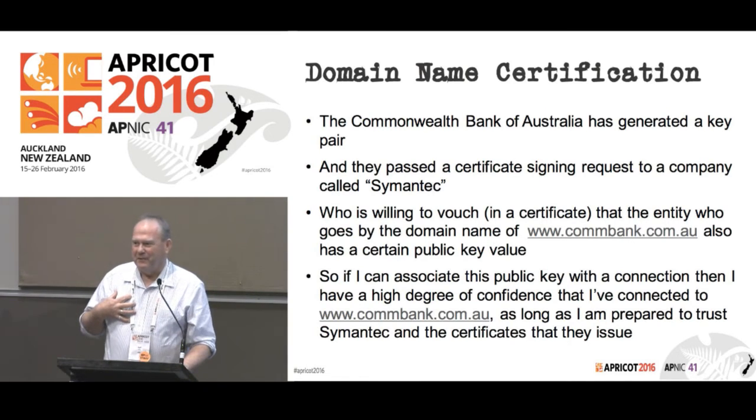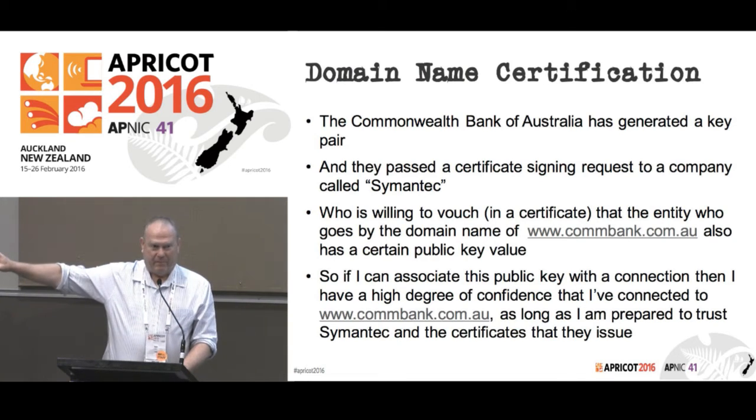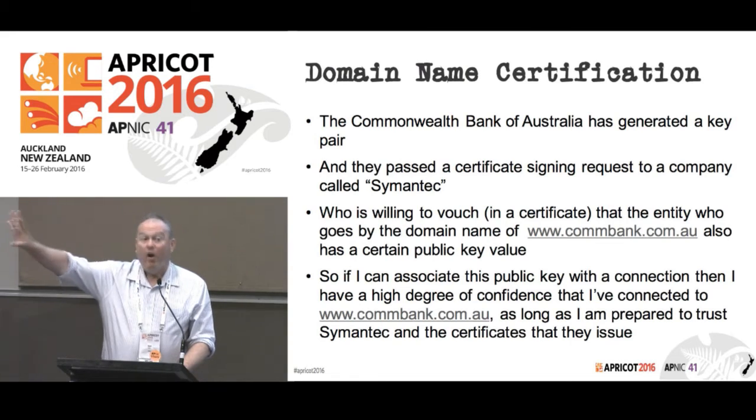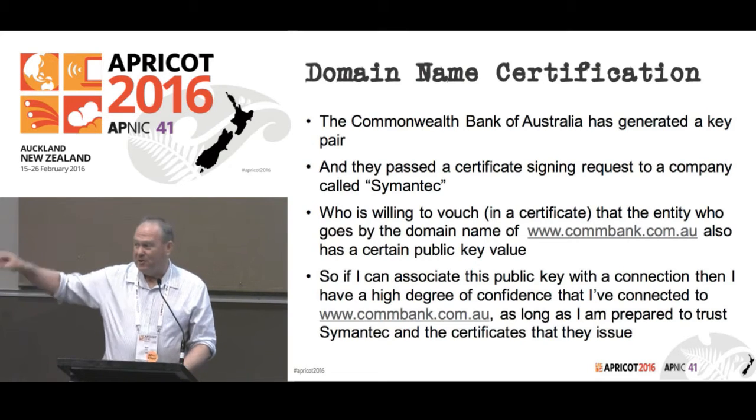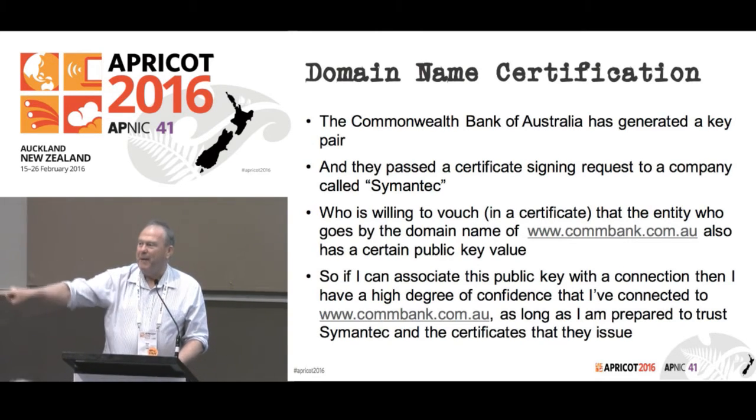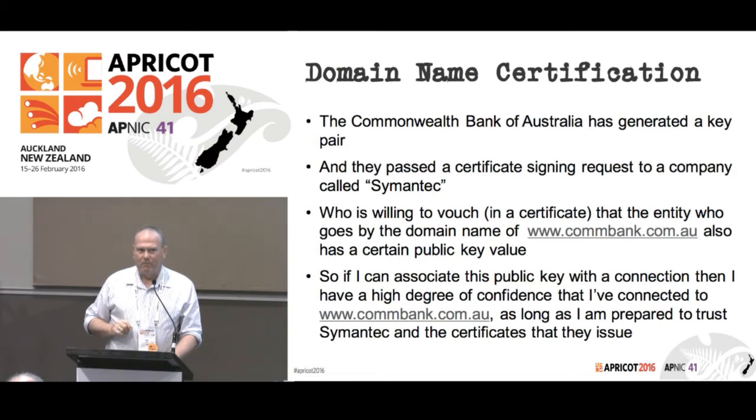Symantec then issue a certificate. And what that certificate says is, we didn't see it happen. We have no knowledge that it really happened. But we're willing to issue a certificate that says that you own the domain name combank.com.au. Okay. They aren't the registrar of com.au. They're not VeriSign. They actually don't know that happened. But they're willing to issue a certificate. Right? So that's what's in the certificate.